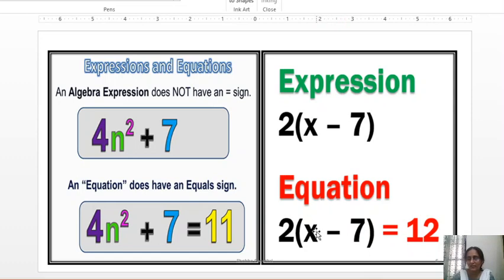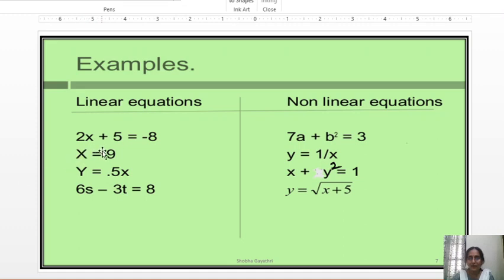When the power of the variable is 1, such expressions are called linear expressions, linear equations. Let me repeat. When the power of the variable is 1, such an equation is called a linear equation. We are going to learn about linear equations in your 7th standard. Let us see some more examples for linear equations.